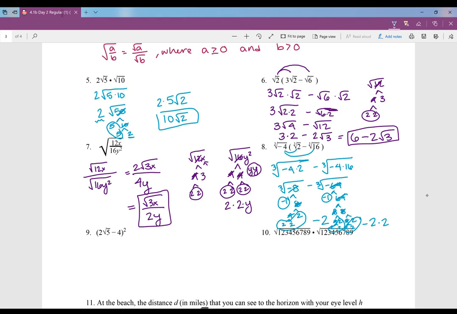So we have negative 2 minus our negative 4. So that's negative 2 plus 4, which is 2. And that's the answer for number 8.